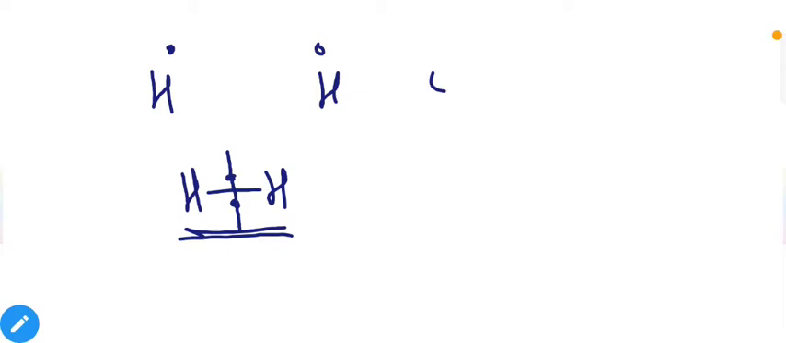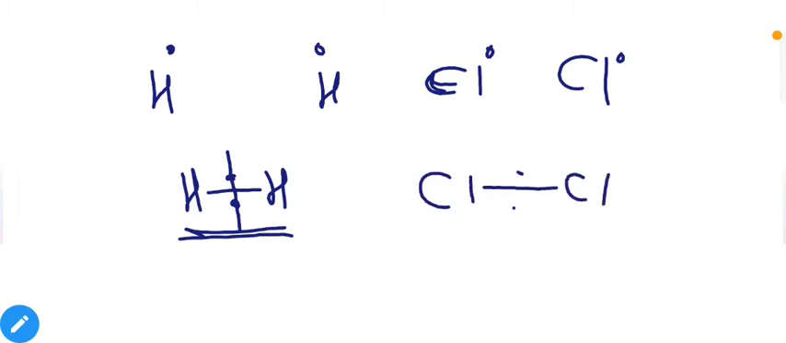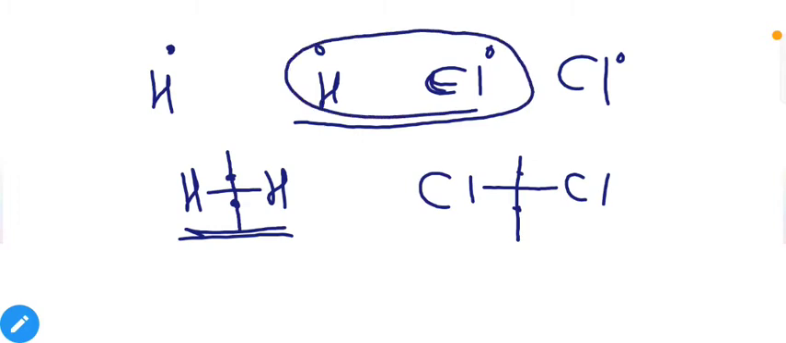A similar situation will be seen in case of Cl2. In case of chlorine, we have two different chlorines, each having one single electron. When these two chlorines form a bond with each other, their shared electron pair will be exactly at the center. But what happens when H and Cl combine? Both of them have different electronegativity. Chlorine is more electronegative than hydrogen. That means chlorine attracts electrons strongly.